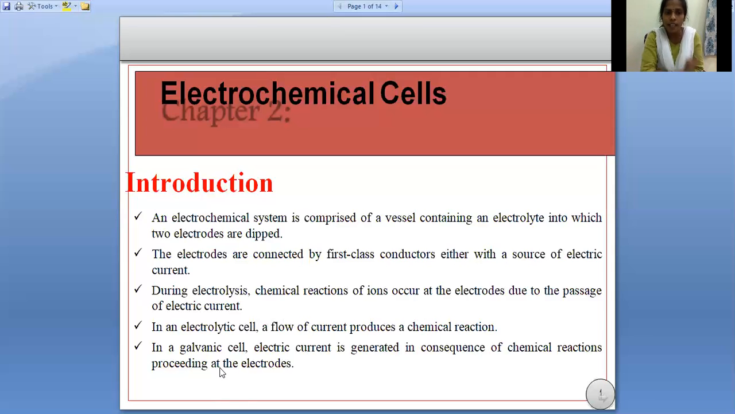Whereas in a galvanic cell, electric current is generated in consequence of chemical reactions proceeding at the electrodes. That means electrical energy is generated here in consequence of chemical reactions proceeding at the electrodes. So due to the chemical reactions, electricity is produced in the galvanic cell. That means in the electrolytic cell, electrical energy converts to chemical energy. In the galvanic cell, chemical energy converts to electrical energy.